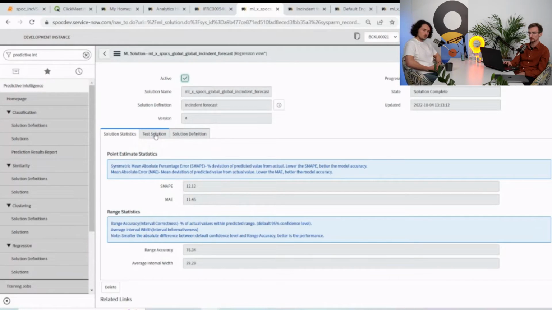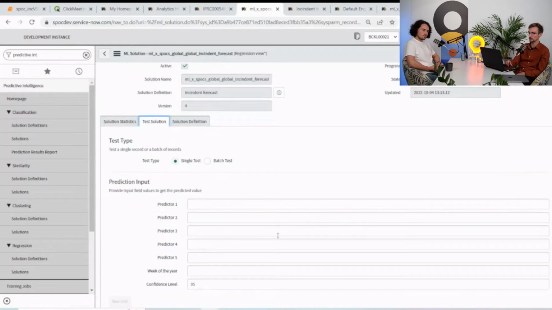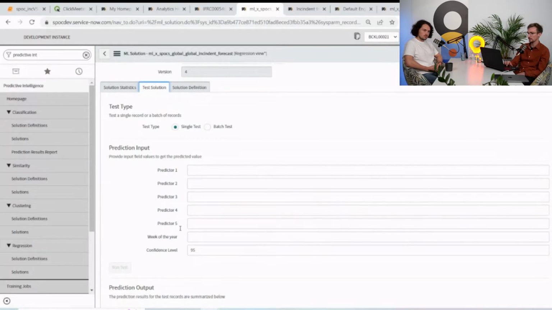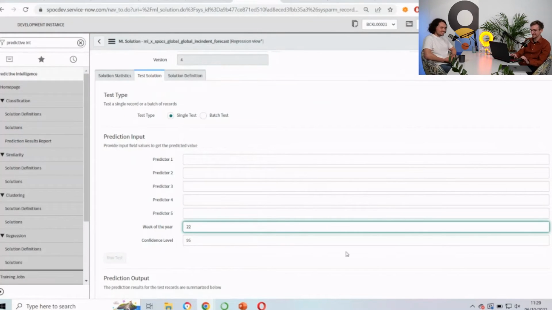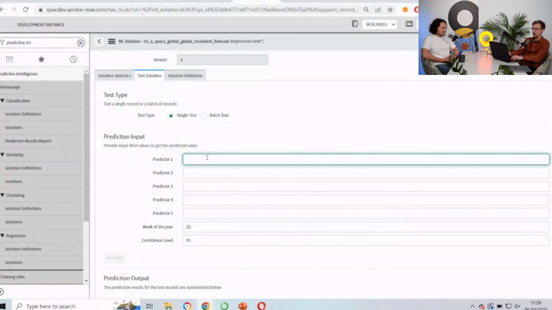I would like to show you how we can test the solution right now. So Adam, let's start. What time of year will we use for our testing? Let's say the middle of the year. Week 22 is about the middle, around June, or May. I don't know, but it doesn't really matter, because we have to check.